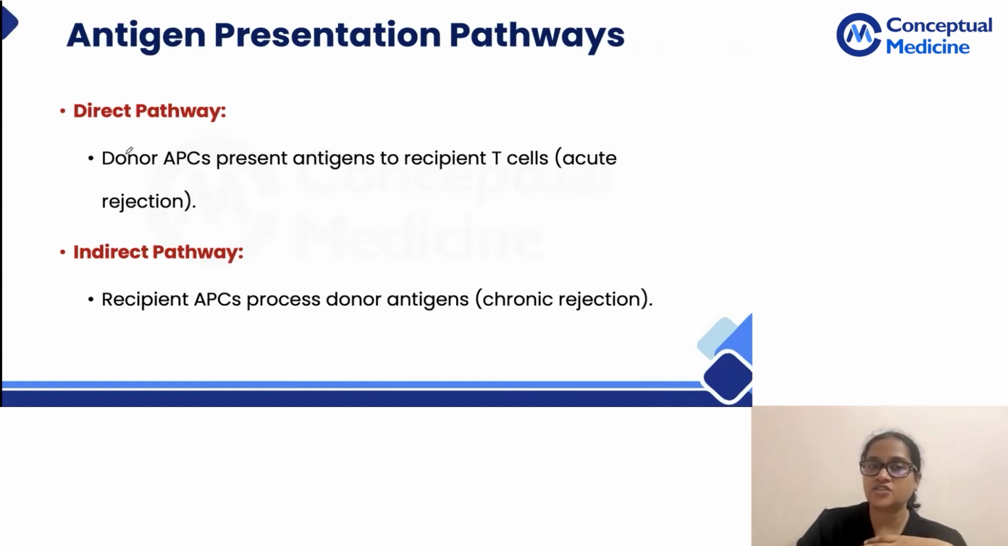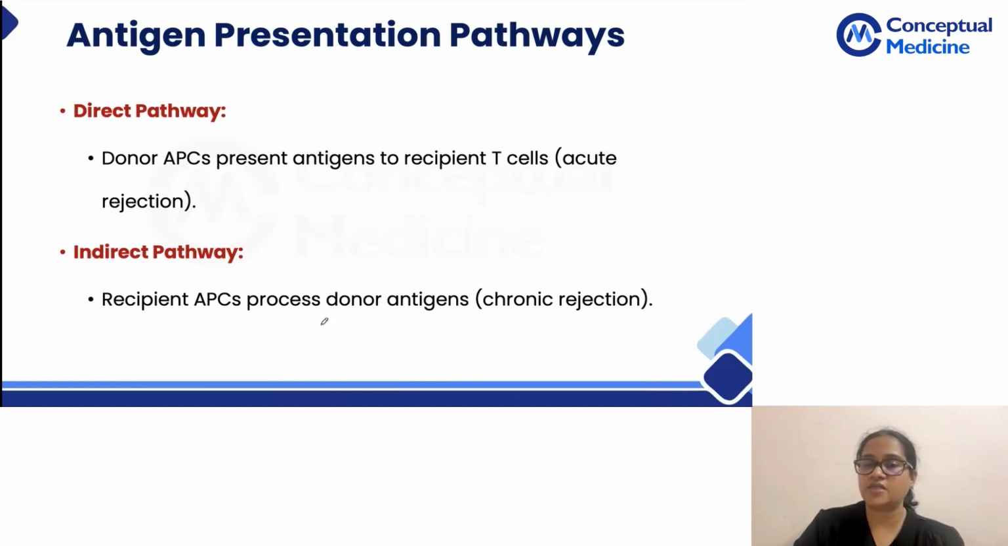So the direct presenting pathway is where the donor kidney has its own antigen presenting cells, the macrophages and the natural killer cells. So they can present their own antigens. From the donor kidney, it will present its own antigen to the recipient's T cell. Okay, so it's very quick. The antigen is sampled by its own APC from the donor kidney and then given to the recipient T cells. So acute rejection happens much faster.